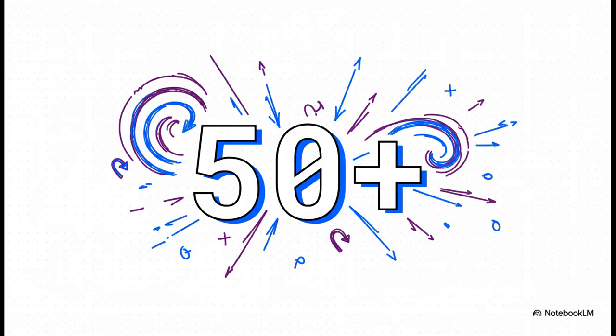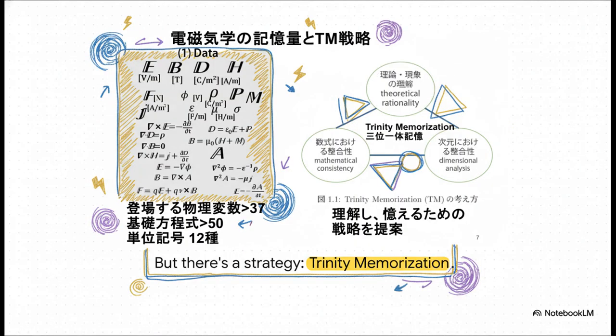But okay, let's be real for a second. The path to really getting these equations can feel a bit overwhelming, right? We're talking about mastering over 50 fundamental equations and keeping track of more than 37 different physical variables. Yeah, it's a lot to take in. But don't you worry, because there's a strategy for this. It's a game plan for tackling this mountain of information, and it's called Trinity memorization.